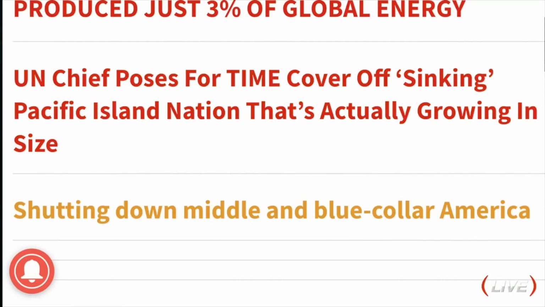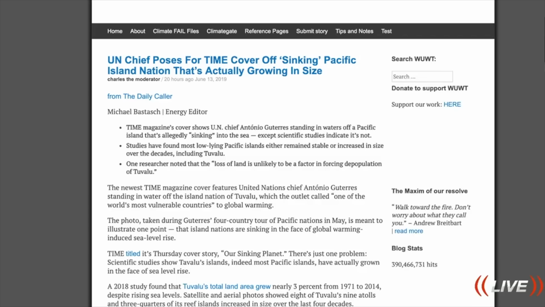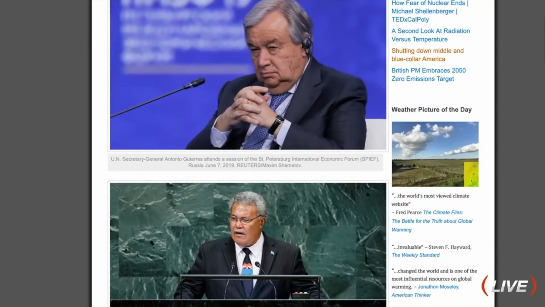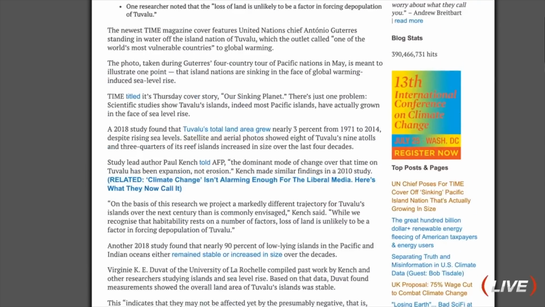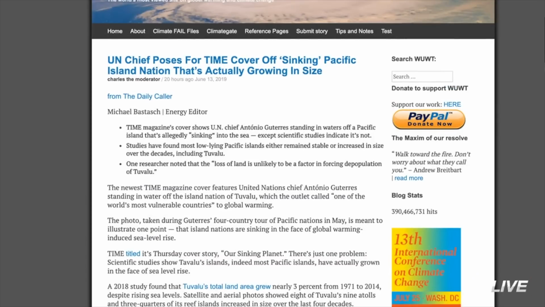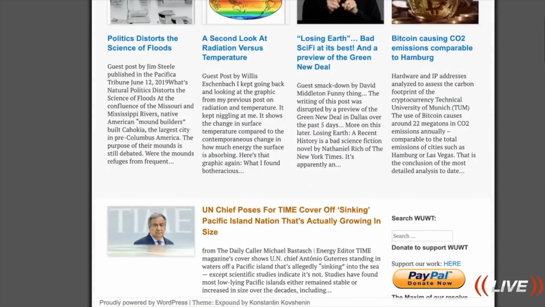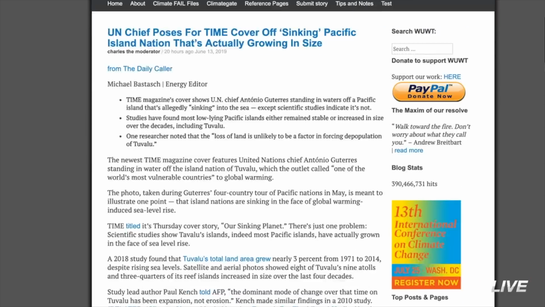UN chief poses for Time cover. Yeah, this one's funny. This guy here, he's standing on some islands, I guess, for Time magazine. And here, let me show you guys the image real quick. That's cute. I love it. There's the old Time. Well, it won't show us the image, but whatever.